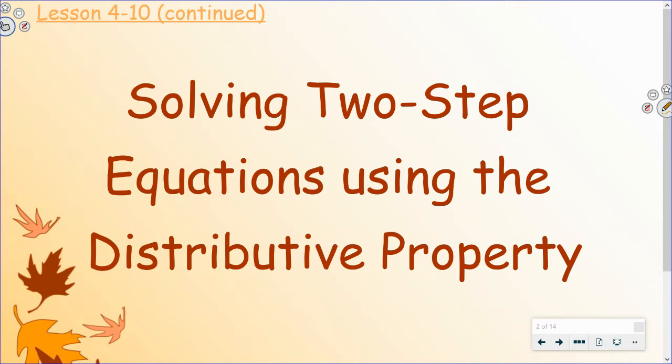Welcome everybody. Here we go with lesson 410 continued again. Finally, more two-step equations, but today with the distributive property.